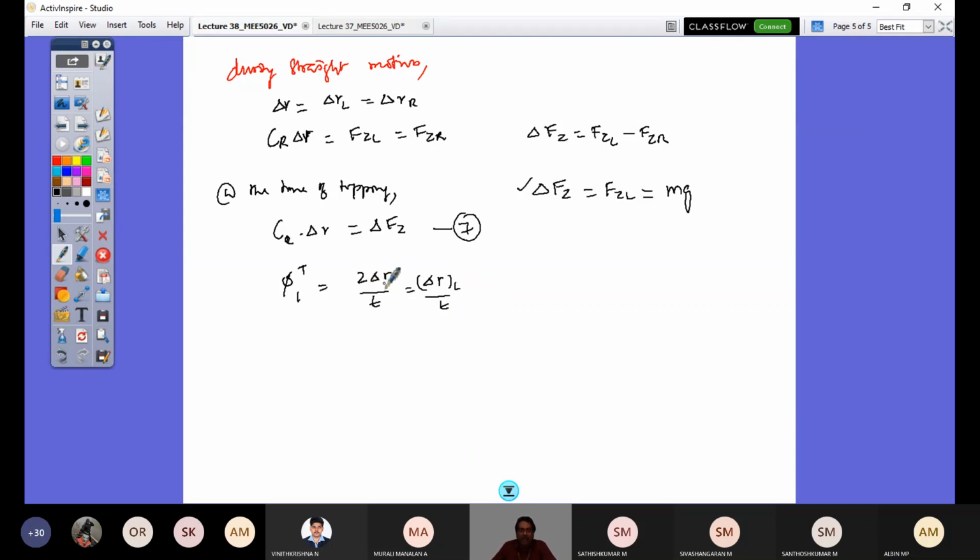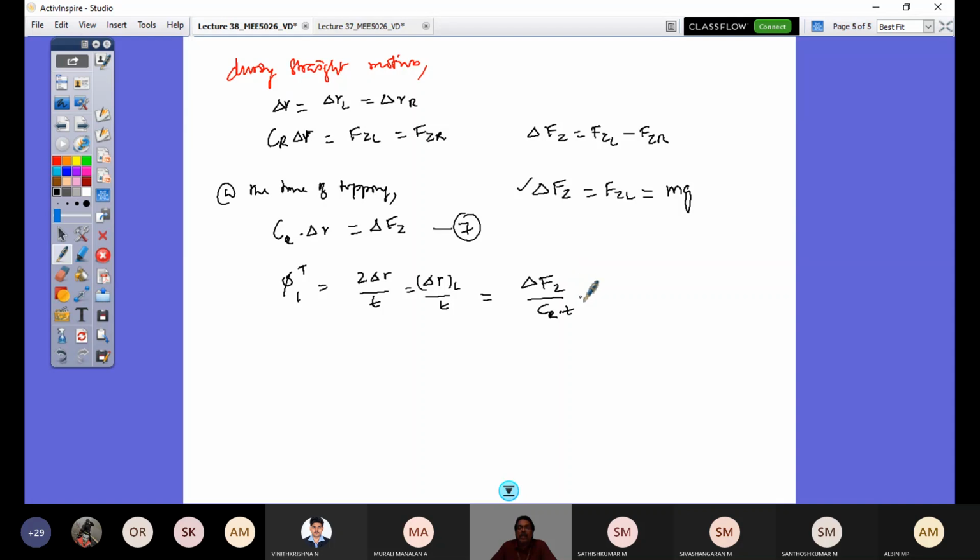So in this delta R, I should substitute. So how does this come? You understand, right? Because when it is straight, delta R is on both sides; when one side is lifted from the ground, the total deflection becomes double. That's why 2 delta R by T, and that is the deflection in the left axle wheel by T. So I can rewrite now this expression this way. So delta R, I am going to replace with delta FZ by CR. If I substitute that, it's going to be delta FZ by CR into T, right?